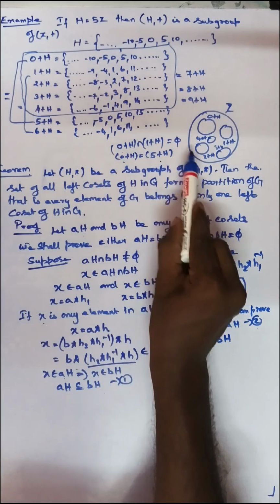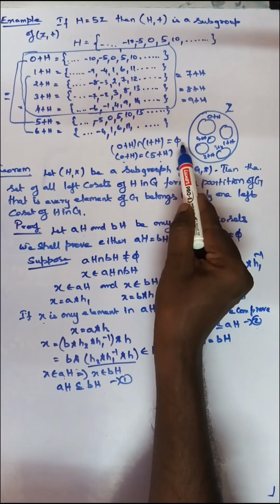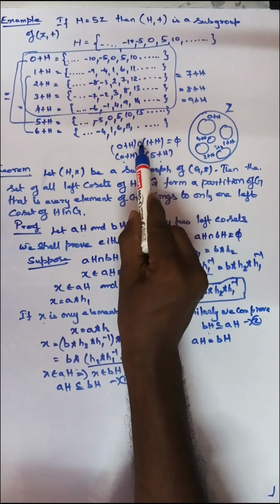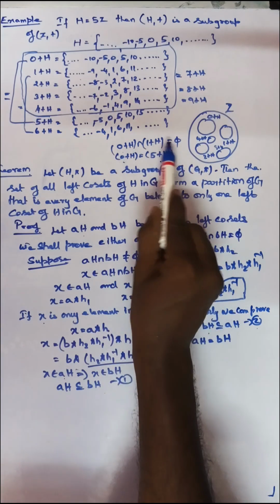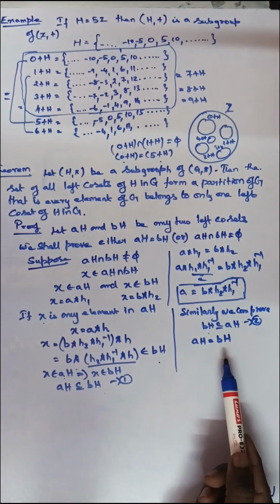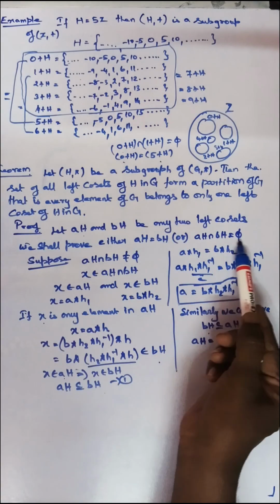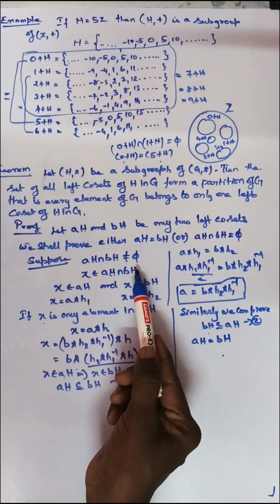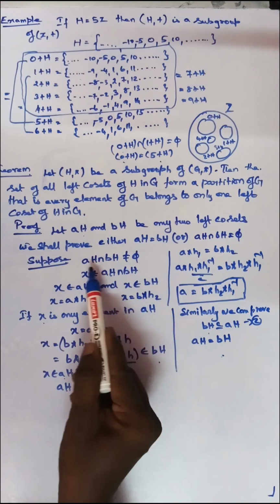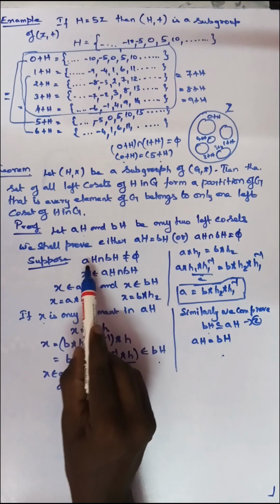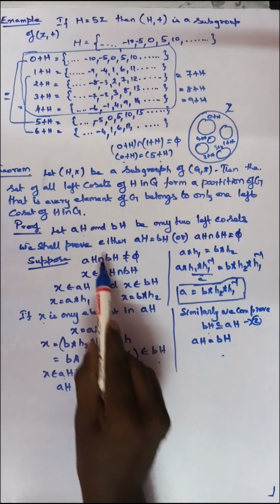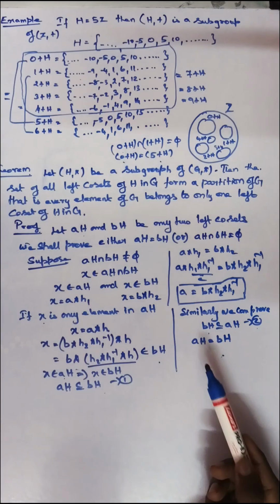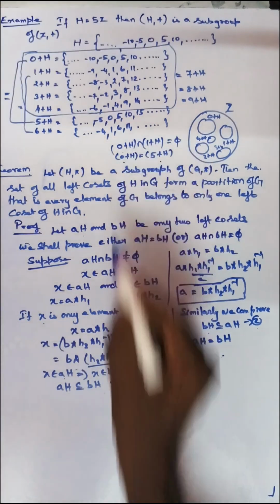If you take the intersection of two left cosets, either they are going to be disjoint, or the two sets are equal. If it is not disjoint, then they are equal. That's what we have proved. Suppose, by contradiction, they are not disjoint and not equal. Then there is a common element, but we proved that if there is a common element, both are equal. That is what we have proved here.